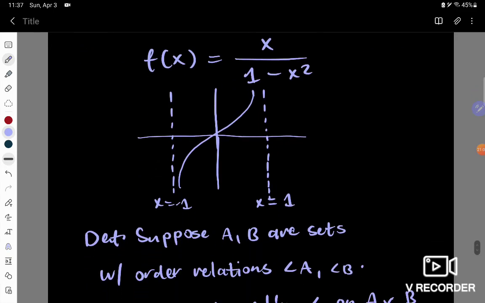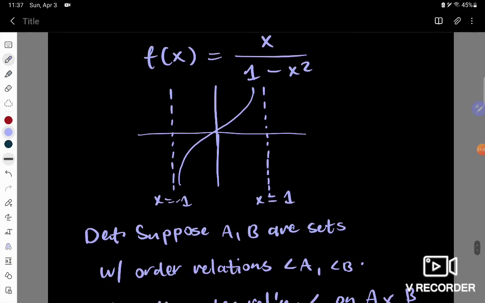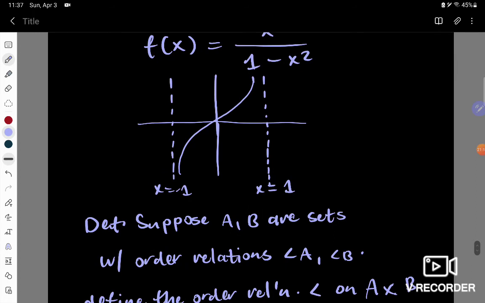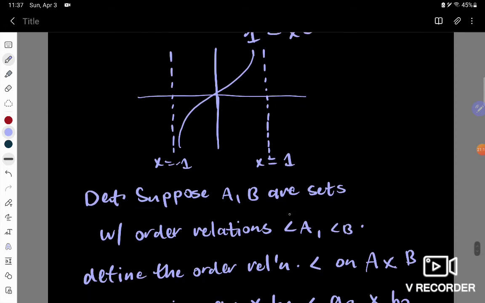Okay, so now we're going to show an interesting way of defining an order relation on a Cartesian product of ordered sets. We're going to start with this definition. Suppose A and B are sets with order relations <_A and <_B. So we can define this general order relation, which is just this general less than sign, no subscript, on the Cartesian product A × B. So we're defining some ordering of these ordered pairs.